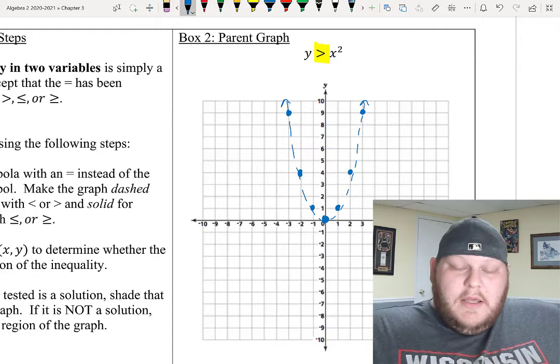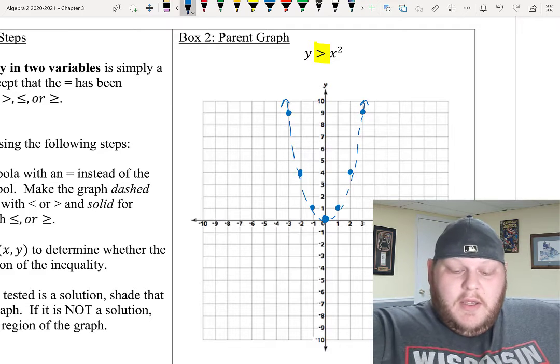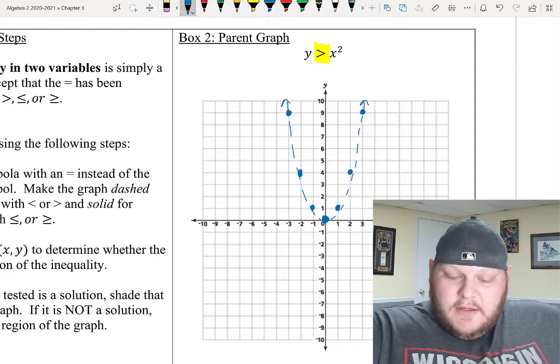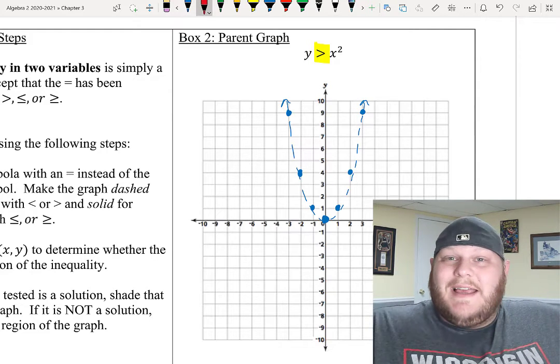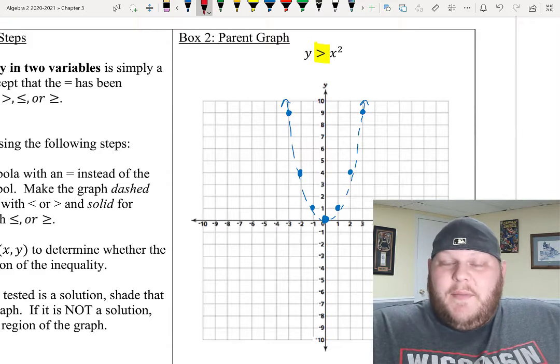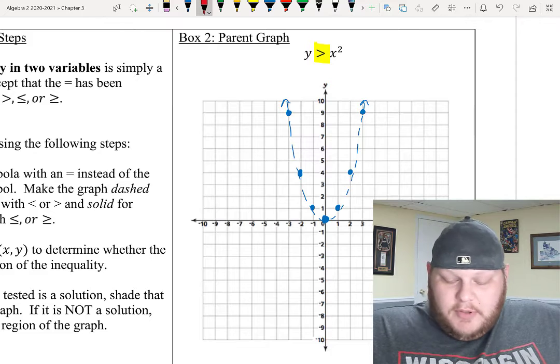Now from here, this is where the two different choices come into play. The more old school method, the more tedious method, would be picking a test point. Now when I say a test point, you're picking a point on my graph that's not on the boundary, so definitely inside or outside of my parabola, above or below my parabola.